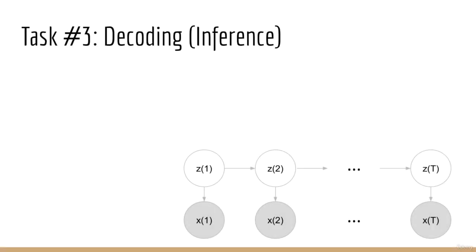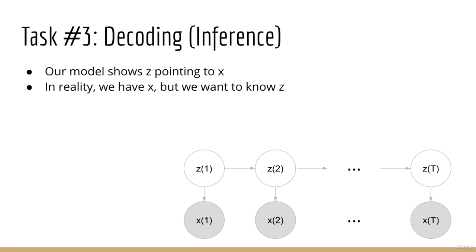Task number 3 is called decoding, also known as inference. As you recall, our graphical model shows z pointing to x. But in the physical world, what we actually have is x, the observations, and we do not know z. So decoding takes us in the opposite direction. It says, here is x, now give me back z.